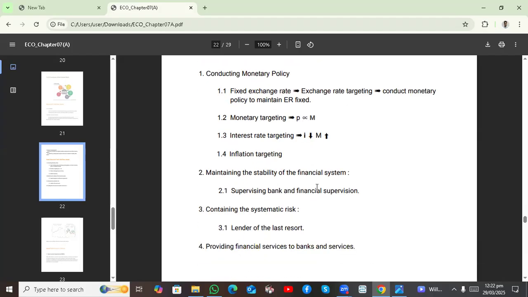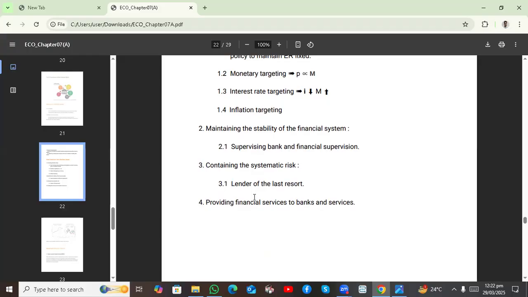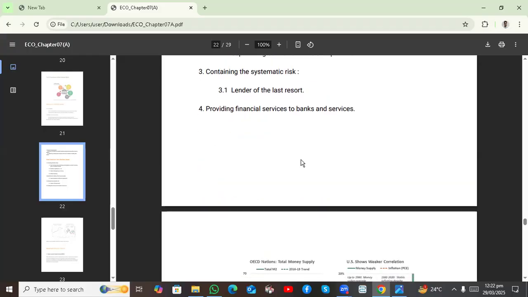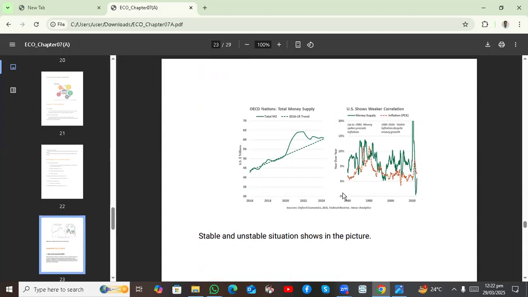Maintaining the stability of the financial system means bank and financial supervision. Containing systemic risks means acting as lender of last resort. Providing financial services to banks and the government. And here we can see a graph which shows the stable and unstable situation in the picture.